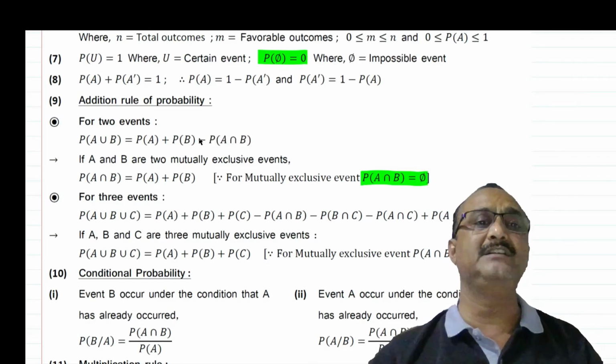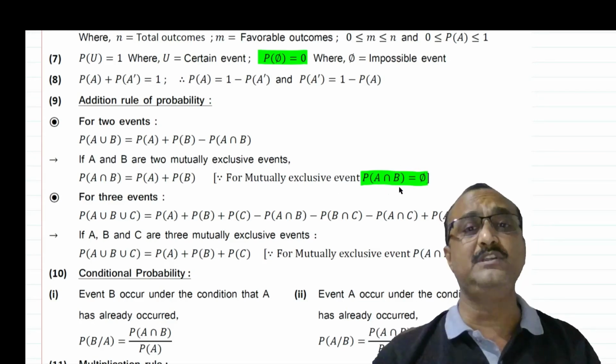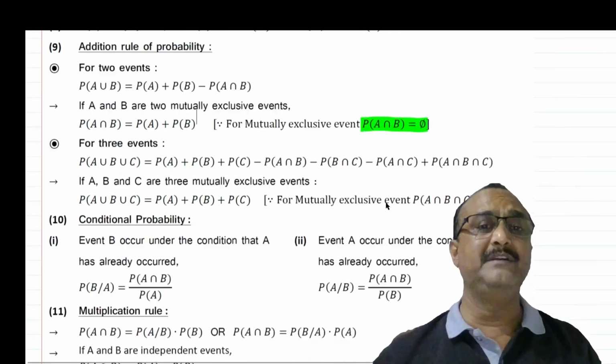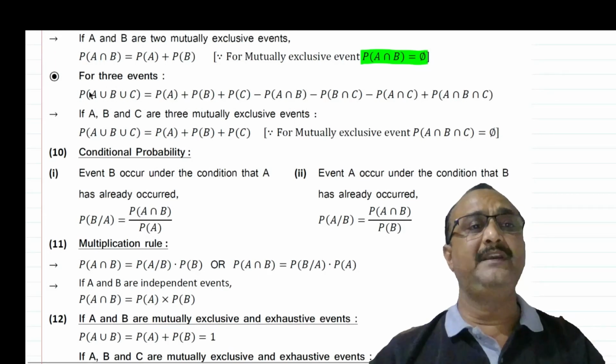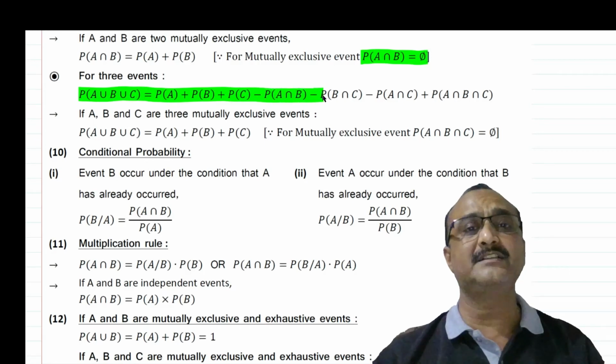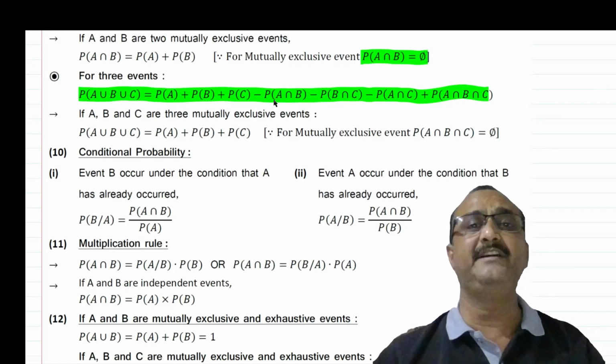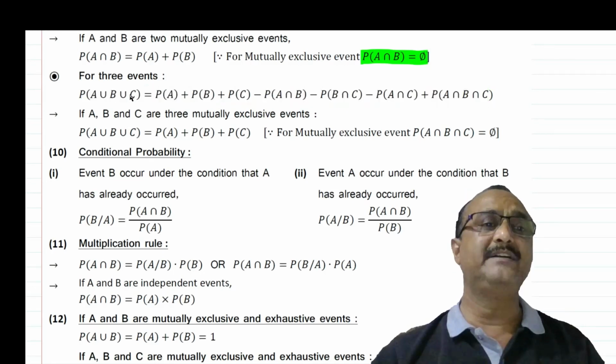Everything got there because A intersection B equals 0 in mutually exclusive events. Now for three events, P of A union B union C equals P of A plus P of B plus P of C minus P of A intersection B, minus P of B intersection C, minus P of A intersection C, plus P of A intersection B intersection C. And the same rule applies for three events.